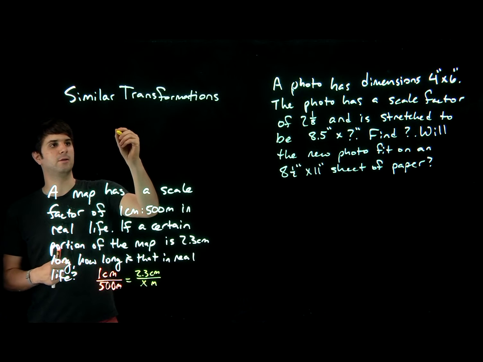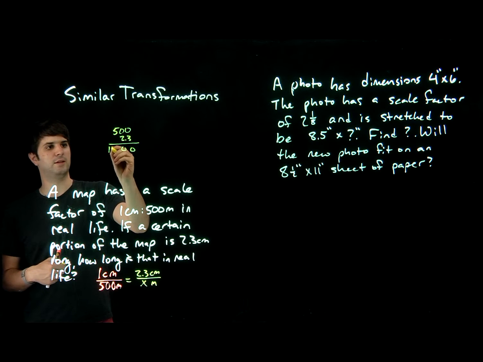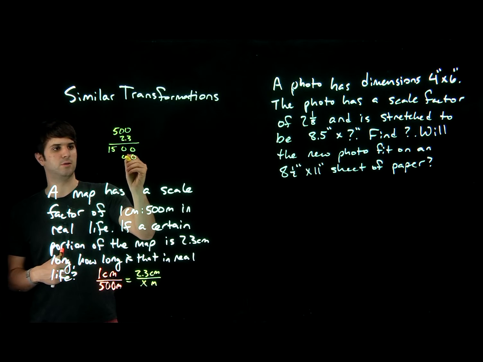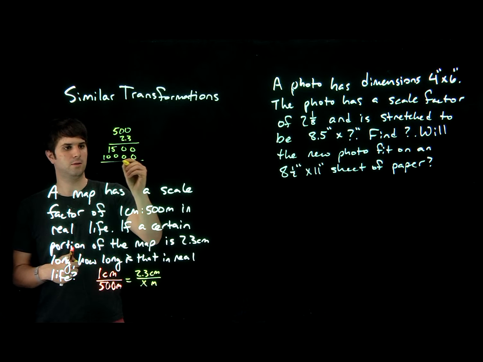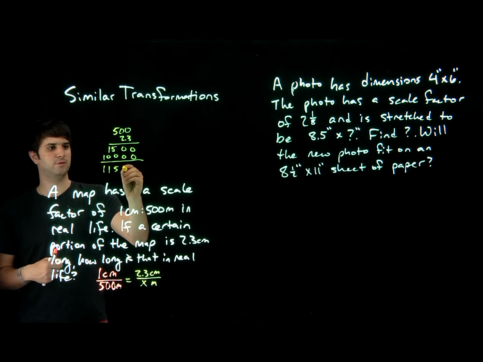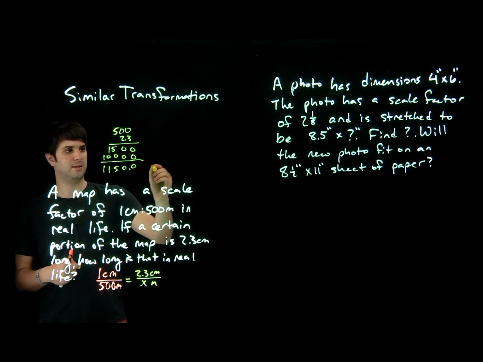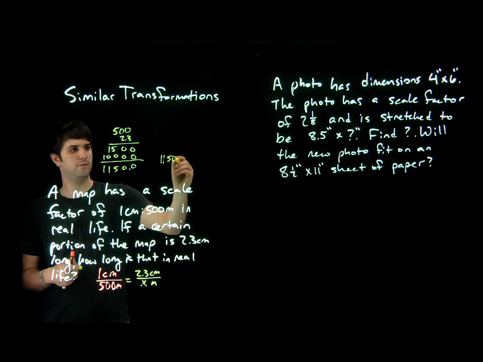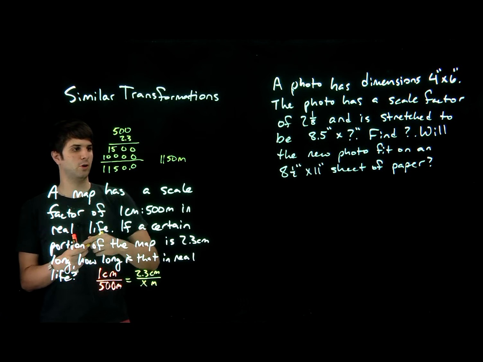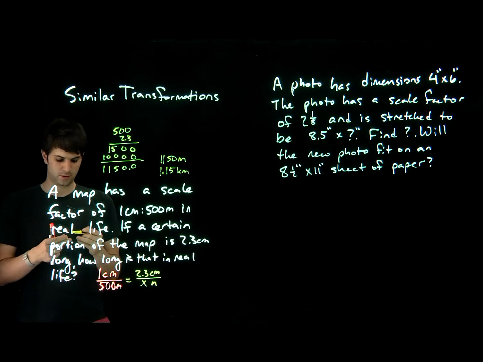So we can do that up here. 500 times 2.3 is going to equal 1150. So that is 1150 meters in real life. If you know about kilometers, you can also write that as 1.15 kilometers. So either answer is okay.